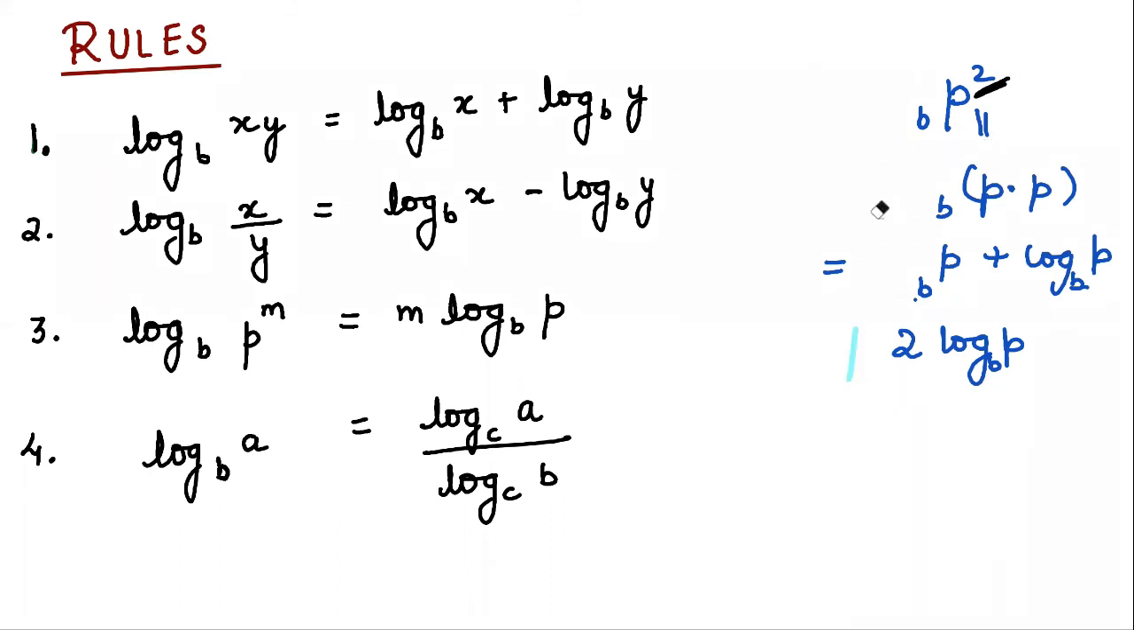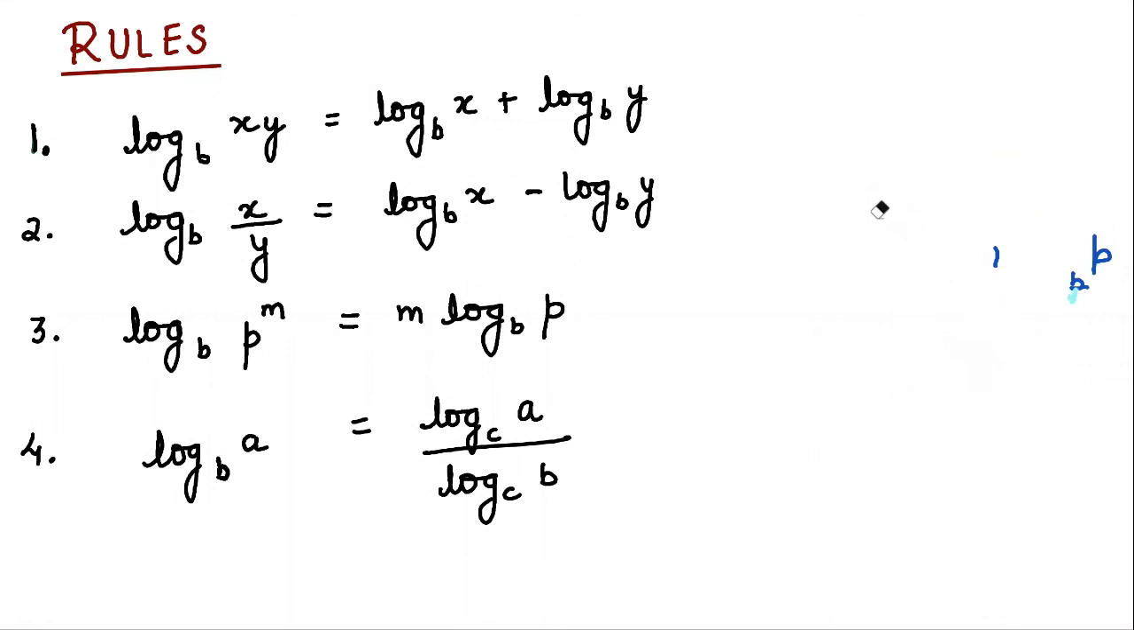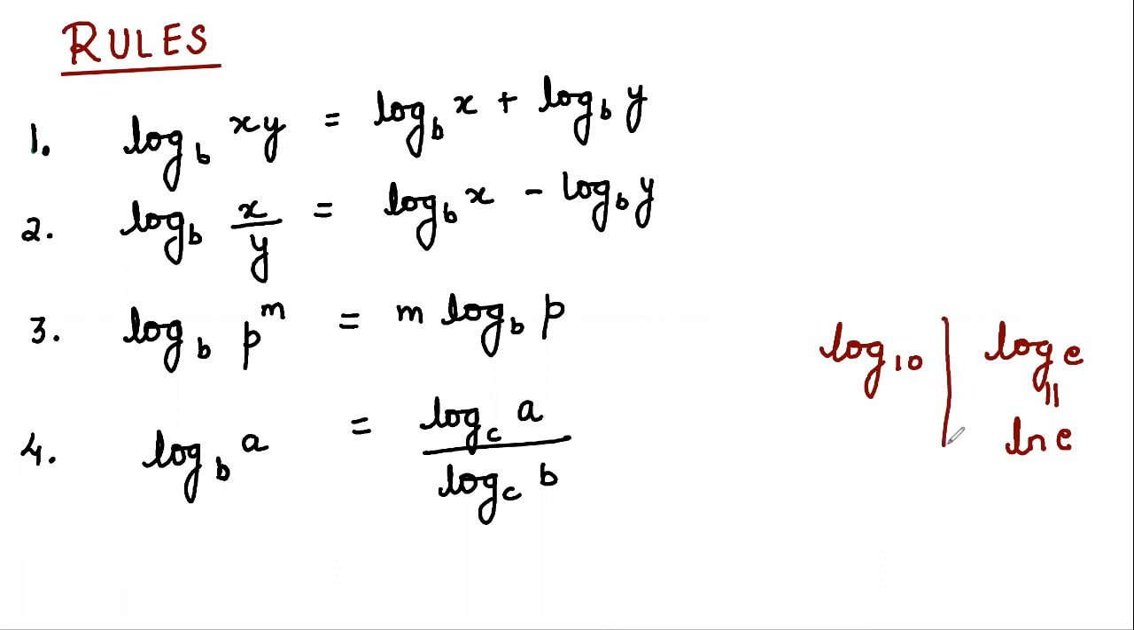And the last property is the change of base rule. If you have seen calculators or scientific calculators, most of them have log to the base 10 or log to the base e provided to find the log. Now log to the base e is also called natural log and it is written as ln. So these are the two main ones usually given in a calculator to evaluate.